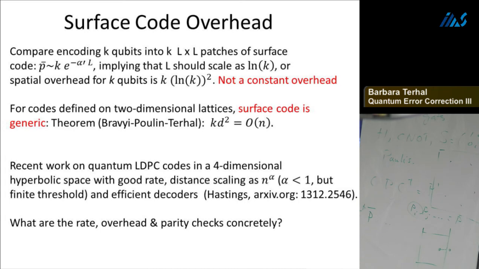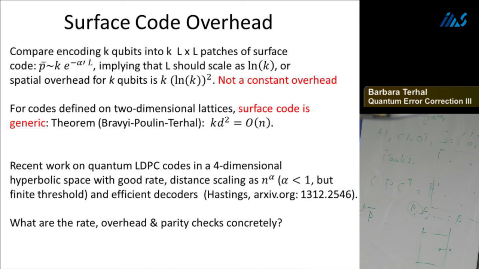That is not a constant overhead, as you observe. And you also can note that it's k log k squared. It would be nice if it were linear in log k, but that's not the case either.